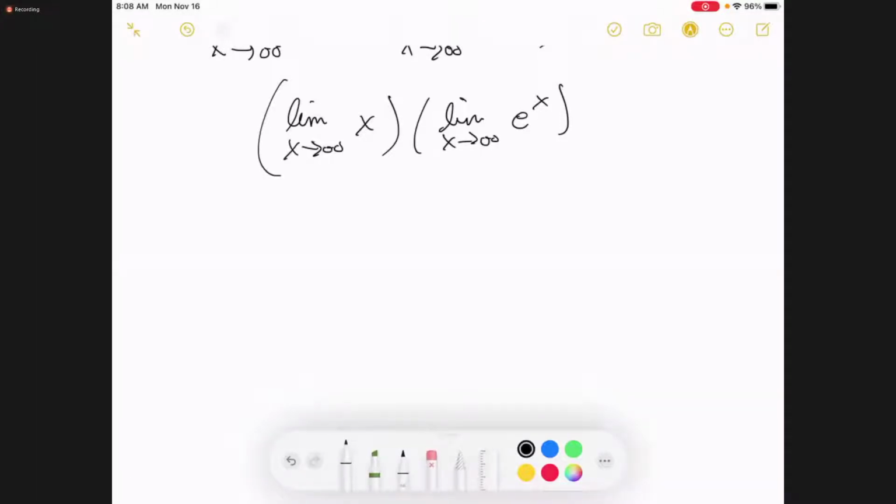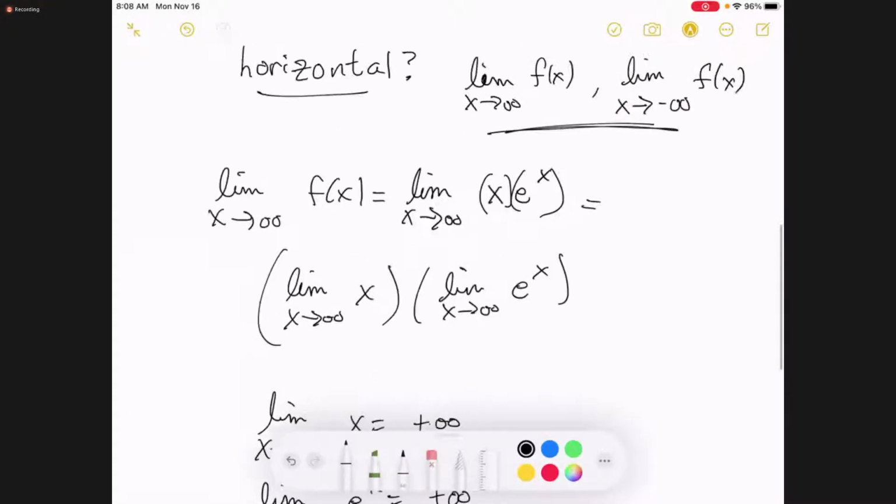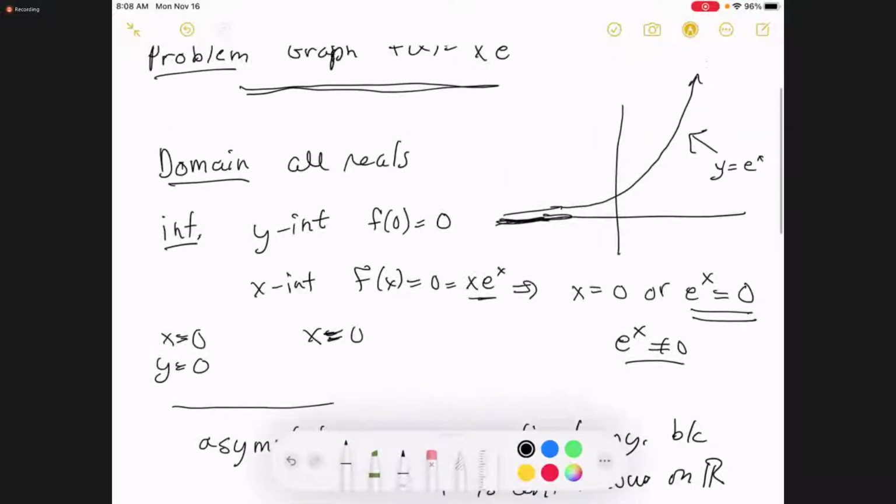Basically, let me look at these individually. This is what we would call plus infinity. And so is the limit as x goes to infinity of e to the x. In fact, e to the x goes to infinity fast. Okay, we're going to talk about that today.